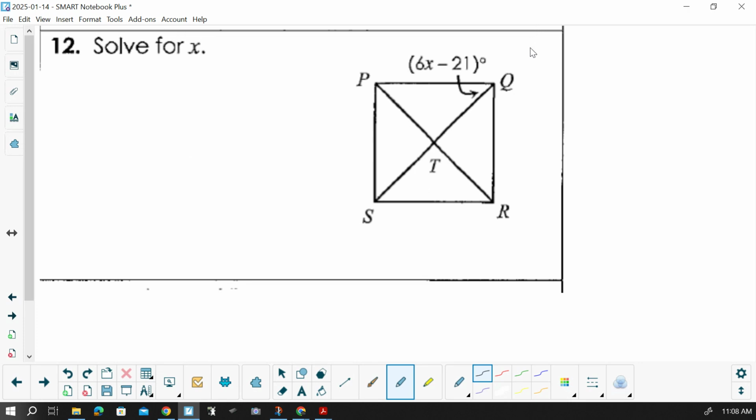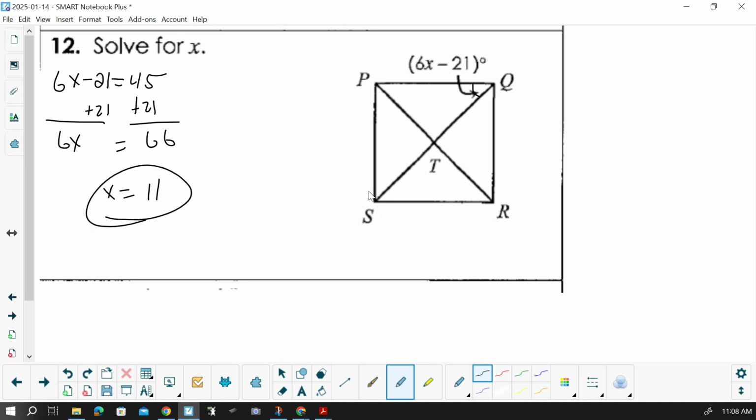Number 12. Now, what we just said was if it's a small one, that means this angle right here has to be 45. So I'm going to go 6x minus 21 equals 45, and then I can solve for x like that. So I'm going to add 21. That'd be 66 equals 6x. So x is 11, right? Divide by 6. Yeah, that's all you need to do for that one.